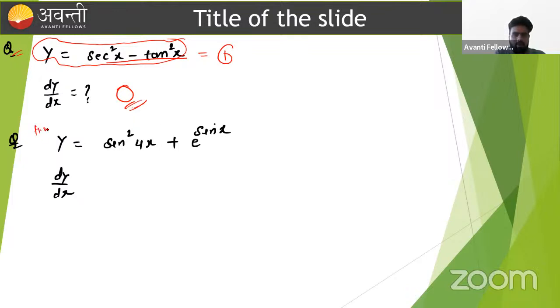This is the homework problem for you guys: y equals sine square 4x plus e raised to power sine x. This is the homework problem for you guys. Take a screenshot, whatever you want.